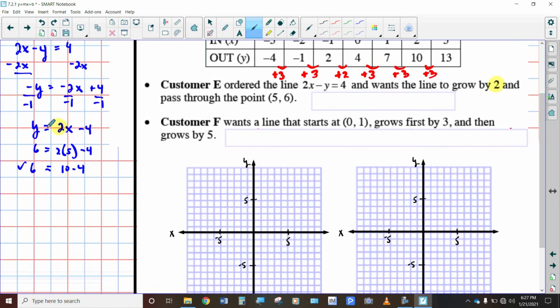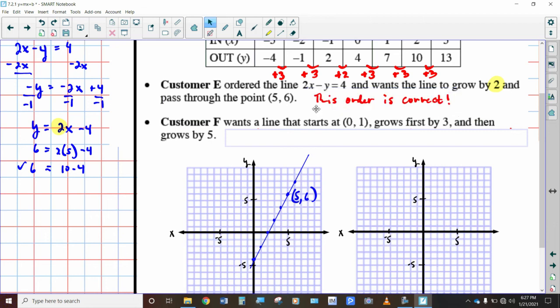Let's take our rule, which is y equals 2x minus 4, so our negative 4 is going to be our y-intercept, and our growth rate is going to be 2. So we're going to go up 2, 1 to the right, up 2, 1 to the right, and so on. Does this line pass through 5, 6? I believe it does, because this point right there is where x is equal to 5 and y is equal to 6. So, good job, customer E. You ordered the correct line because this one has a growth rate of 2 and it passes through 5, 6.